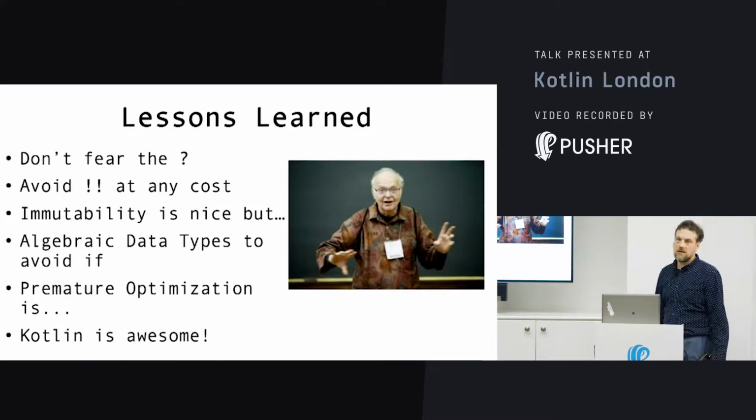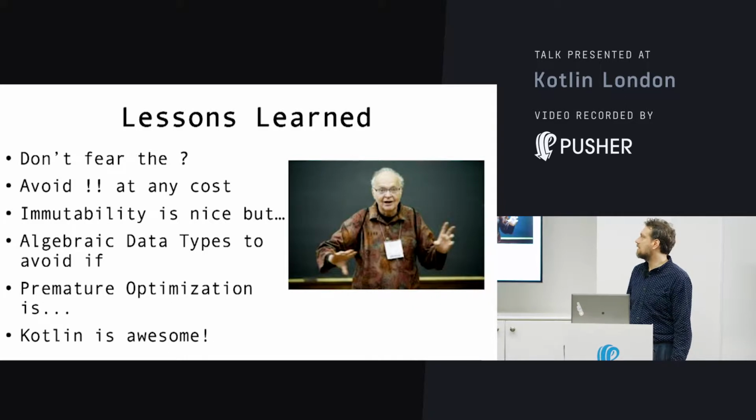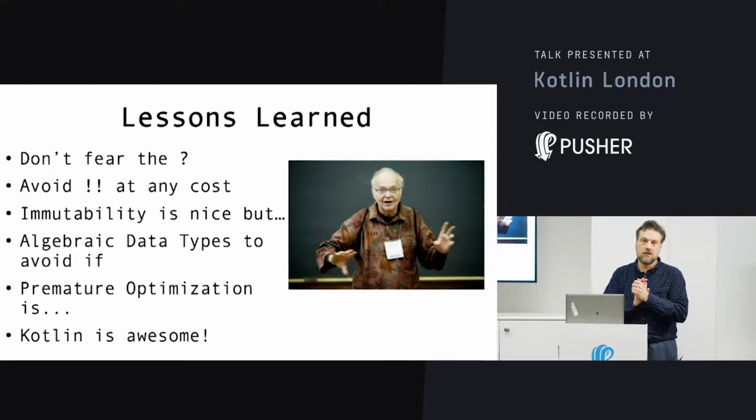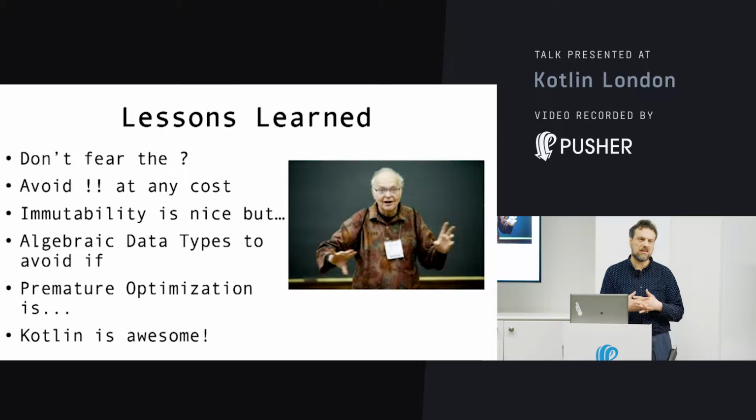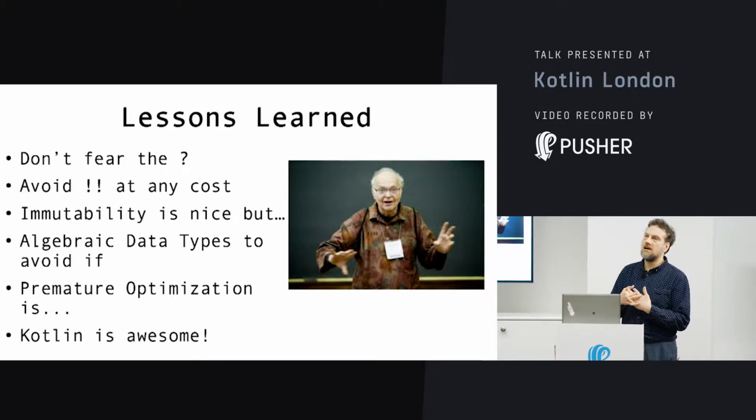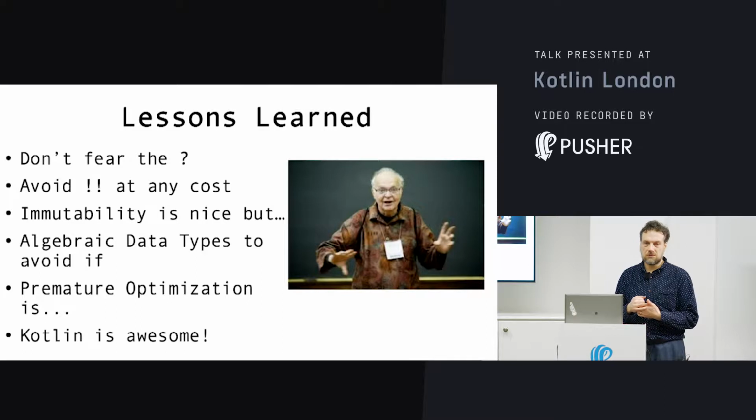Okay, a bit of lessons learned so far. About the question mark types: sometimes, at least for me at the beginning, also because I had some experience with Groovy, where using the question mark is not such a good idea, it was a bit scary to use the question mark in Kotlin. But then I completely changed my idea. I think nullable types are really good things.